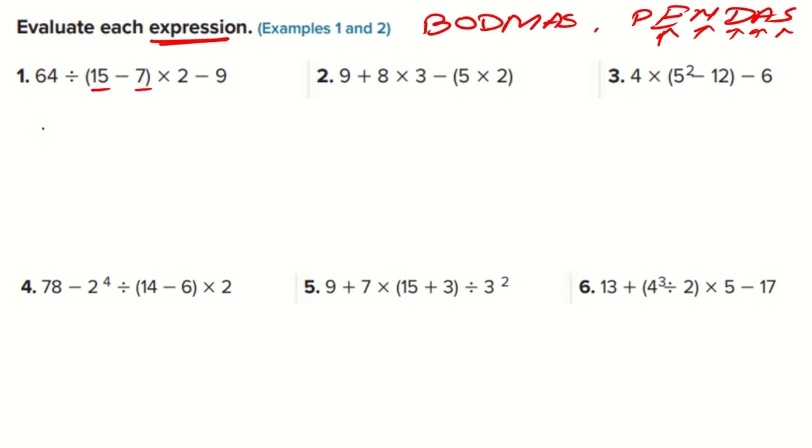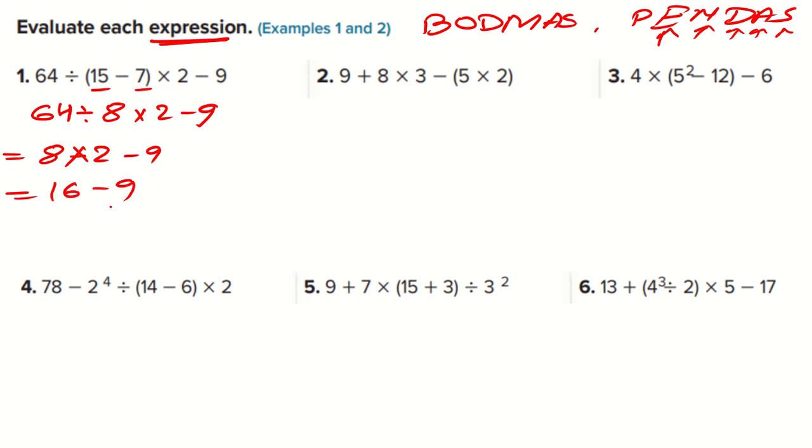Okay, so here you see first we are going to do this bracket. So 15 minus 7, 8, multiply 2 minus 9. Now division comes first. So here it will be 64 divided by 8. It will be 8 multiply 2 minus 9. 8 multiply 2, 16 minus 9 means 7 is the answer.